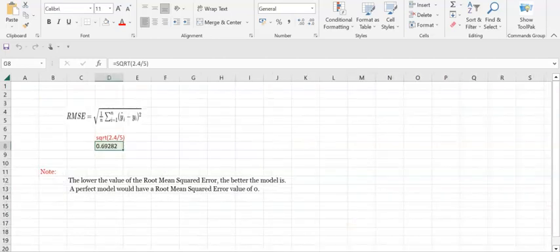Now we can directly apply this into the RMSE equation. So the sum of (ŷ minus yi) squared is 2.4, which is divided by the number of samples 5, and taking the square root of the value gives 0.69. Always, the lower the root mean squared error, the better the model is. A perfect model would exhibit zero value for the root mean squared error.